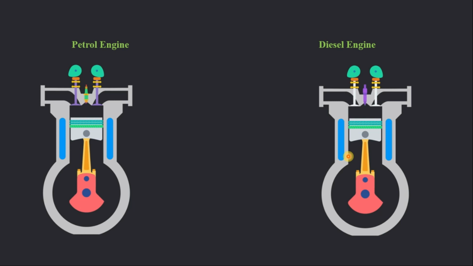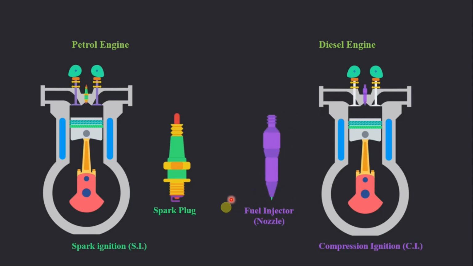Next, in a petrol engine, we are using a spark plug, while in a diesel engine, we are using a fuel injector. As we are using a spark in this system, or we are igniting the fuel with the help of a spark, this cycle, the petrol engine, is known as a spark ignition engine, SI engine you can say. And in a diesel engine, we are igniting the fuel because of compressed air. That is why this cycle or this engine is known as a compression ignition engine or CI engine.